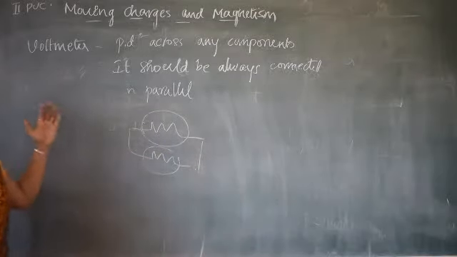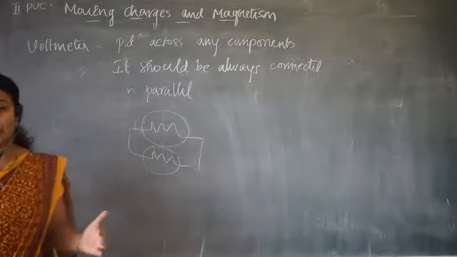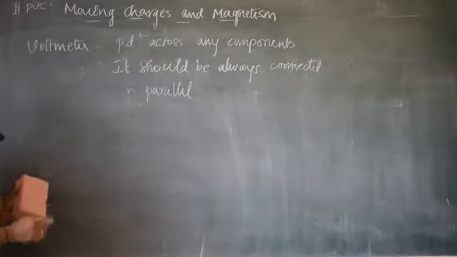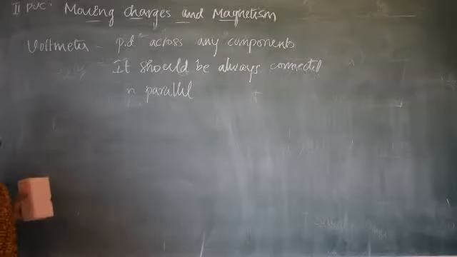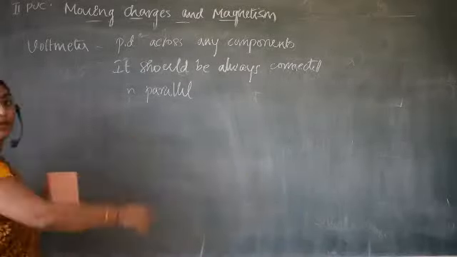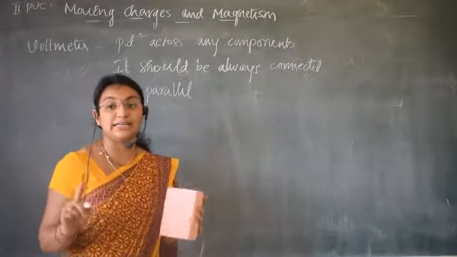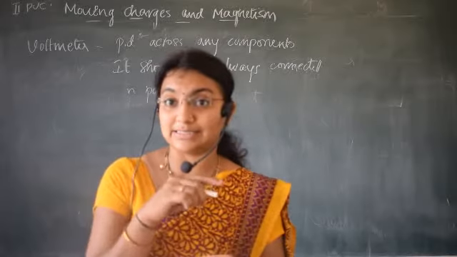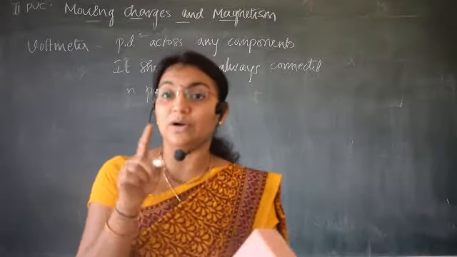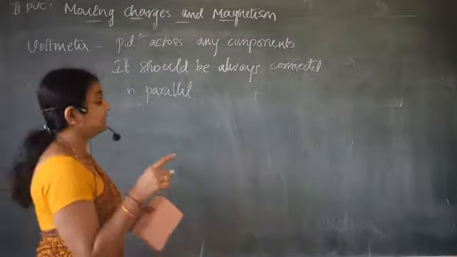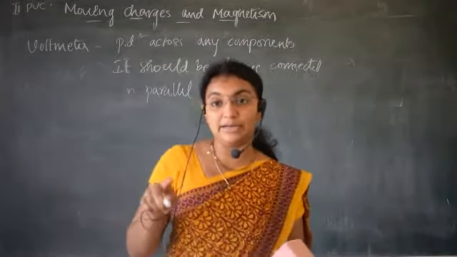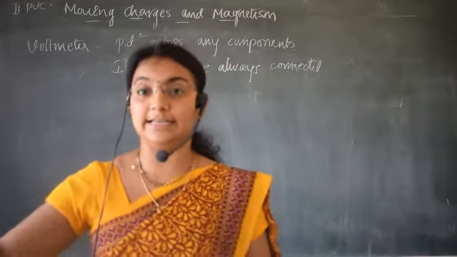So always the voltmeter should be connected in parallel. What about the ammeter? The ammeter should always be connected in series, okay? Write this as a note in the previous ammeter question, that the ammeter should be connected in series. If you write it in that question itself, under the ammeter, it's better.